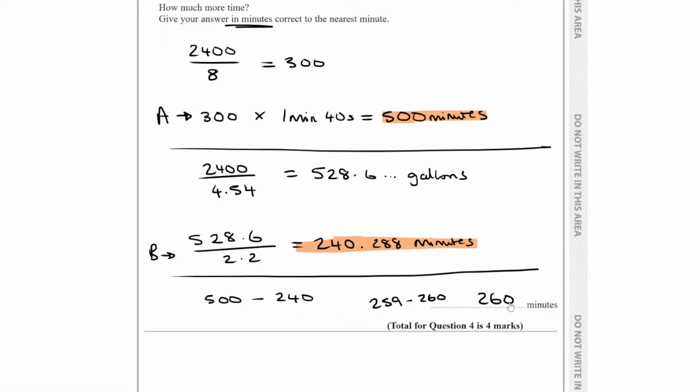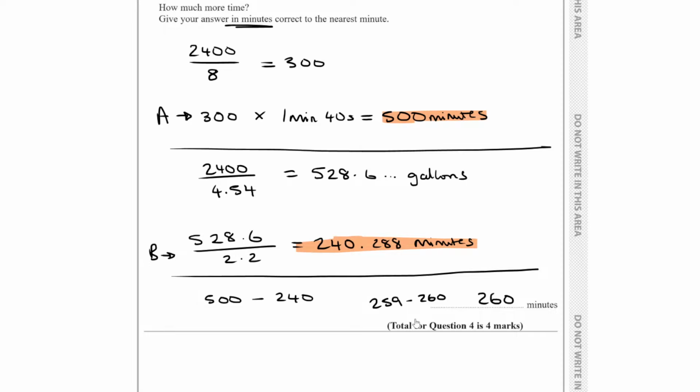So the difference is 260 minutes, because one of them was 500 minutes, one was 240, so the difference is obviously then 260. Is that okay for everyone? To get from 8 to 2,000, you multiply by, yeah, exactly. You multiply by the 300.